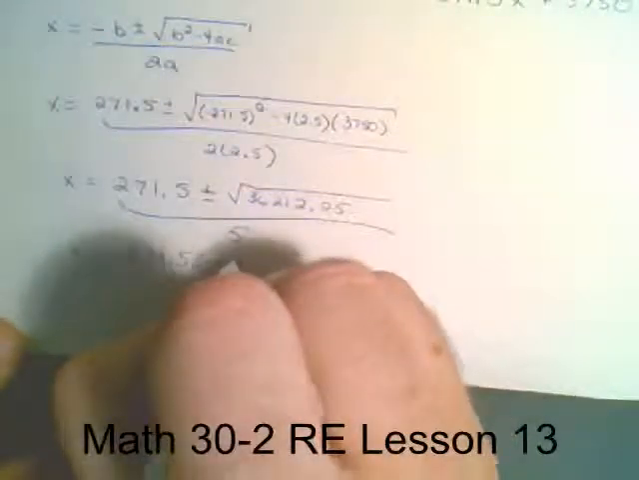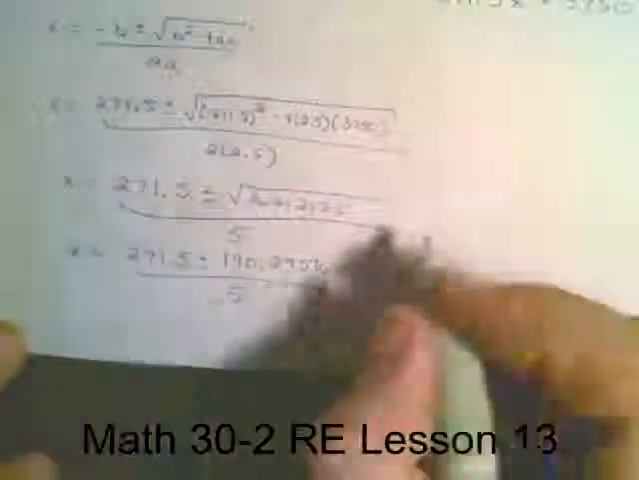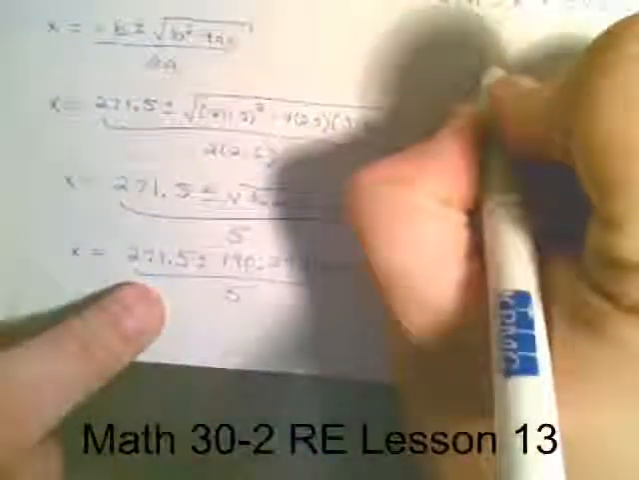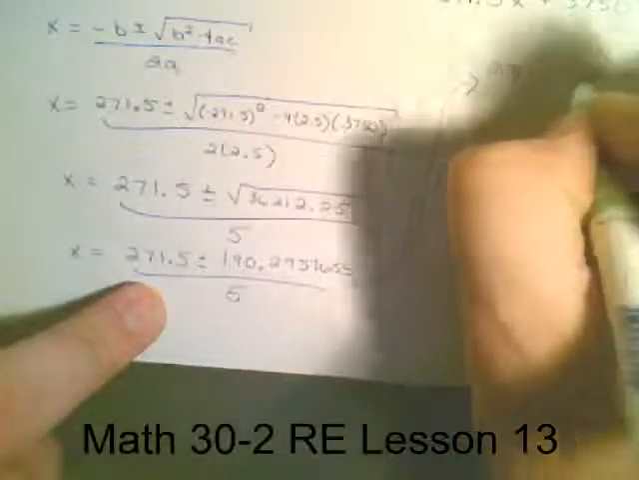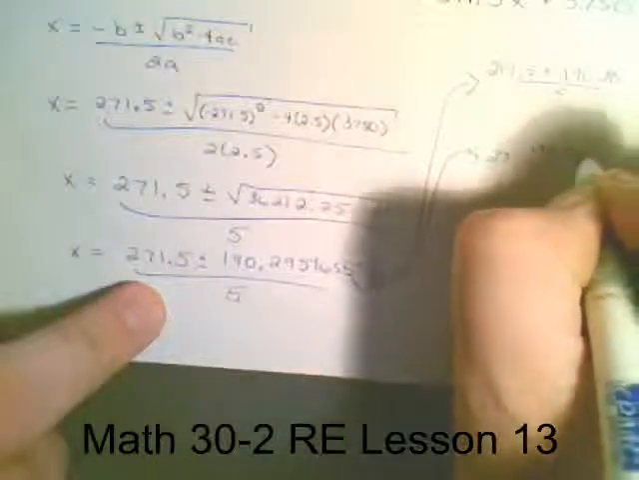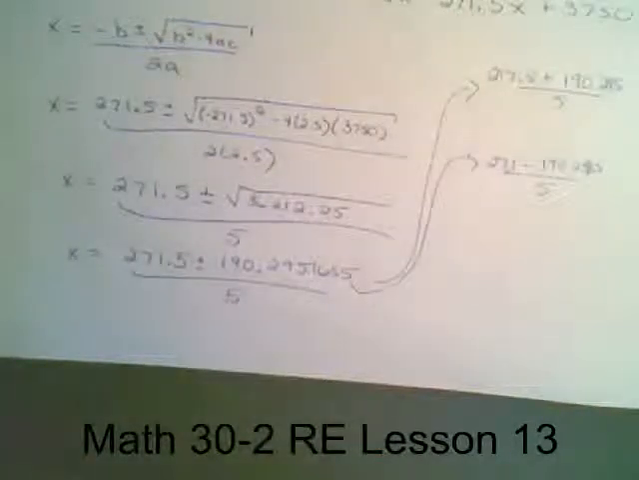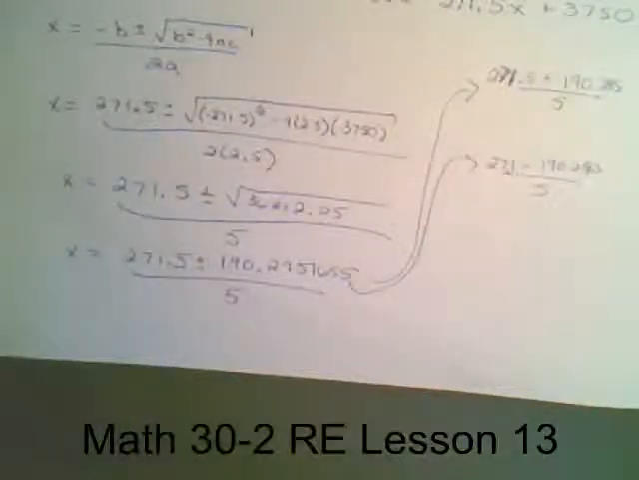So I'm going to take that square root. So I'm going to get x is equal to 271.5, moving this up, the paper keeps going down, 271.5 plus or minus the square root of that, which is 190.2951655, all divided by 5. So I'm going to get two answers. Okay, 271.5 plus 190.295 all over 5, and 271.5 minus 190.295 all divided by 5. So I'm going to do those.